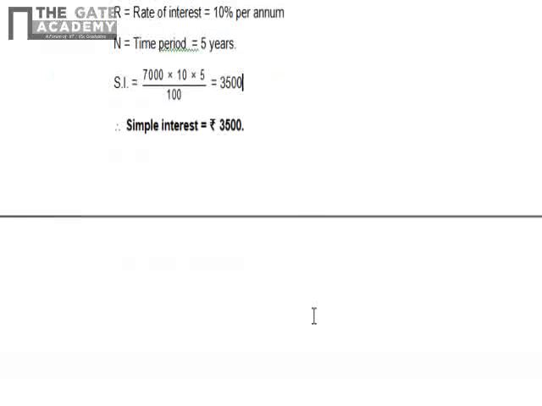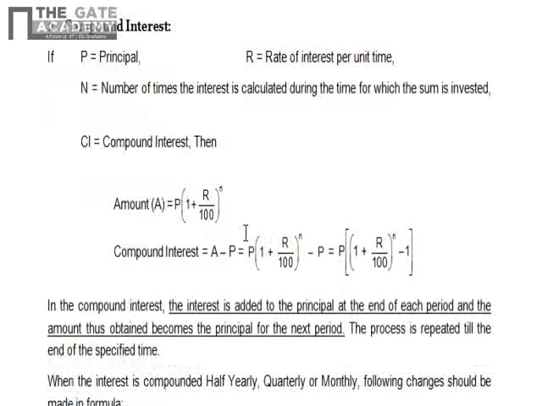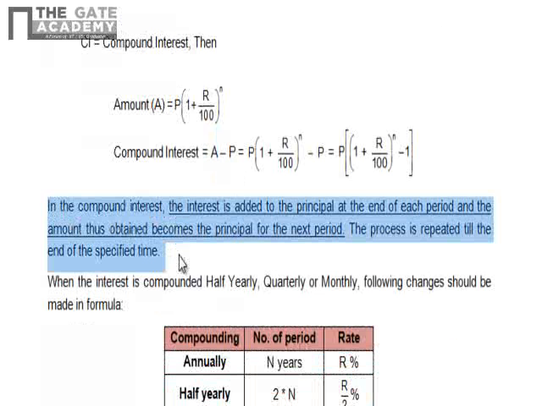Now on the other hand, if you want to look at compound interest, the formula is slightly different. Here you don't have any direct formula for compound interest. Here you have a direct formula for amount. Amount is equal to P (1 + R/100)^N. Then if you want to calculate the compound interest, you can subtract the principal from that amount, then you'll get the compound interest. Okay. Now please read this paragraph.